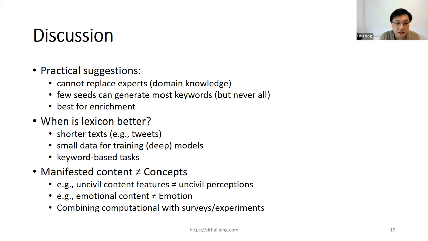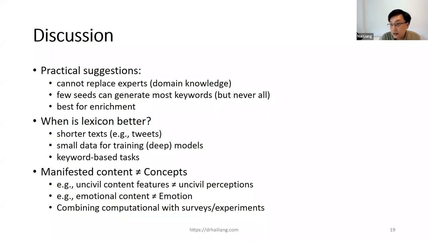So where is the lexicon method better? This might be just a bias in our case, that the dictionary method is better than all the supervised machine learning models, but this is not the rule, and it is not universally correct, for sure. For me, I think that supervised machine learning in most situations may be better than a dictionary, but where is the lexicon method better?